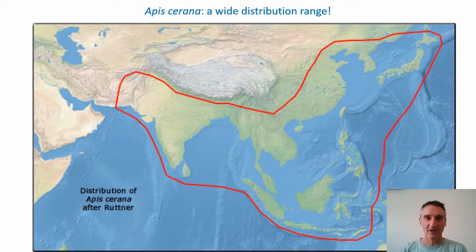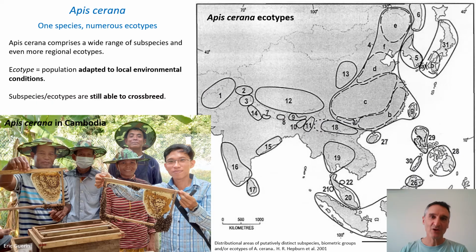This vast area encompasses a series of bioclimatic zones to which Apis cerana had to acclimate. To do so, each local population of Apis cerana had developed specific characteristics adapted to its environment. These local adaptations resulted in the differentiation of numerous subspecies and even more regional ecotypes. Though they have evolved separately, these different populations are still able to crossbreed.